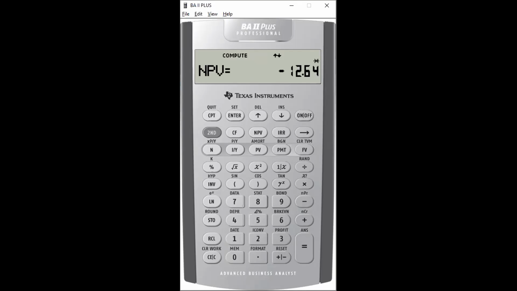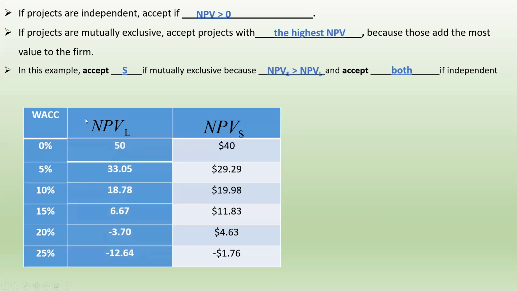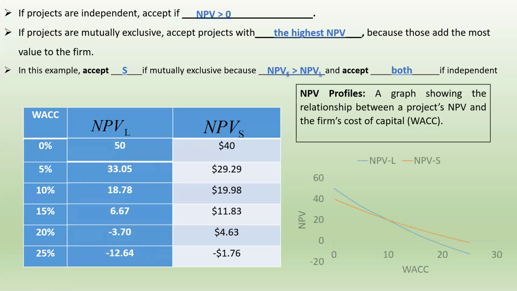So that is how to construct the NPV profile. And we copy those numbers down. That is the NPV profile for project L. And then we can plot it, use a figure. And we found that there's a crossover point here.